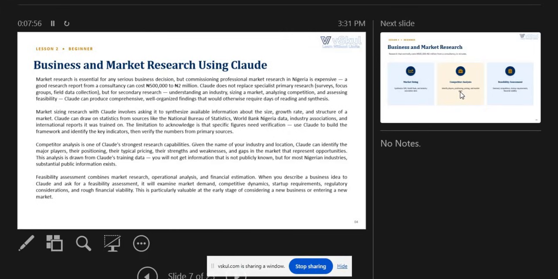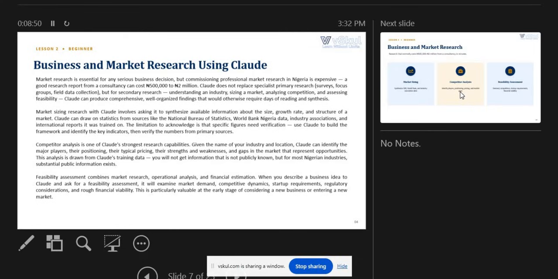So it does not take away the work of core vendors and their specific research when it comes to some level of detail. But in general, understanding an industry, sizing a market, analyzing competition, and assessing feasibility are areas that AI, specifically Claude, can help, right? So market sizing research with Claude involves asking it to synthesize available information about the size, growth rate, and structure of a market. Claude can draw on statistics from sources like the National Bureau of Statistics, World Bank data, industry associations, and international reports it was trained on.